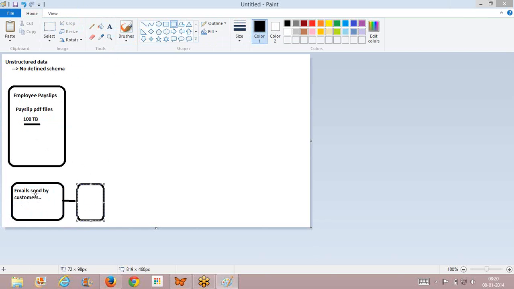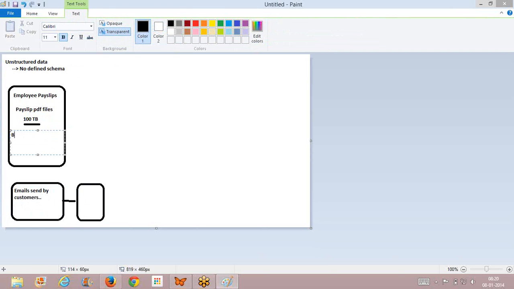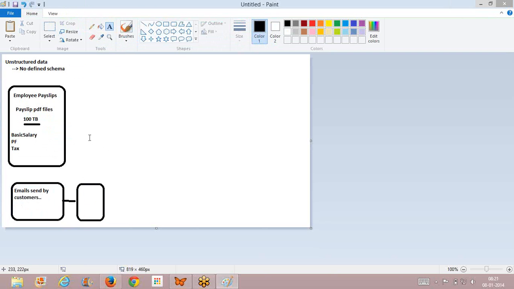So what to analyze? Here I am very clear that the payslip will have fields like basic salary. It will have PF and so on. Correct? Or it will have tax. These are the fields which will be there. And you will know precisely how to parse it and get it and so on. But the problem is parsing and getting it all that. So this PDF now is stored in our three machines.